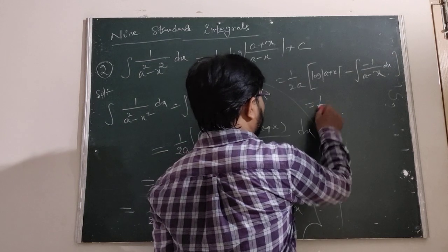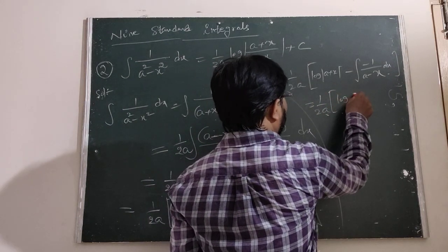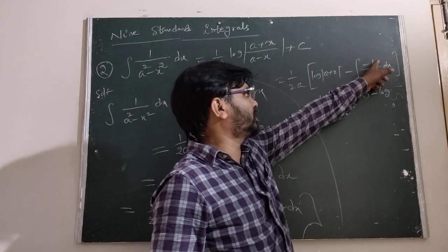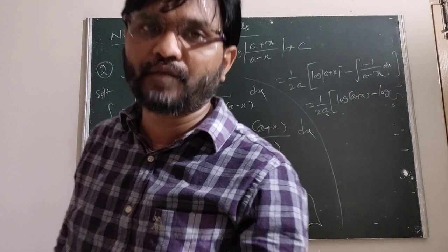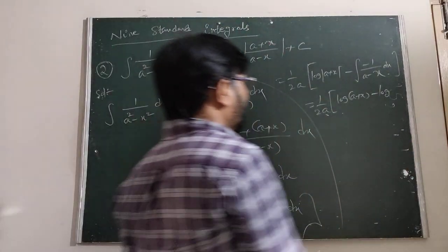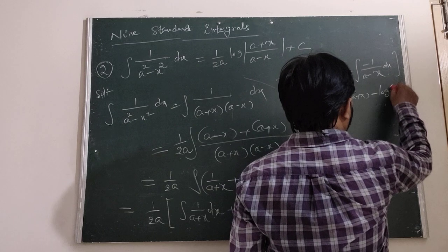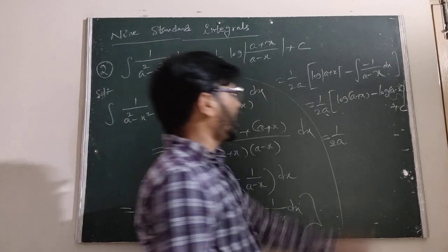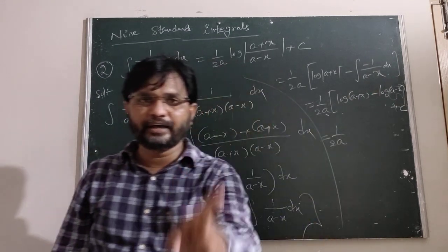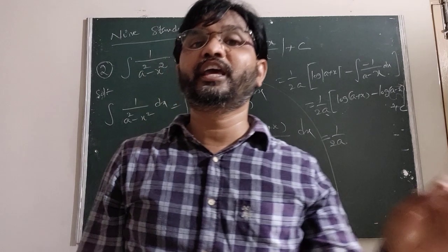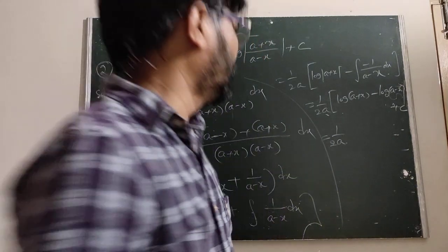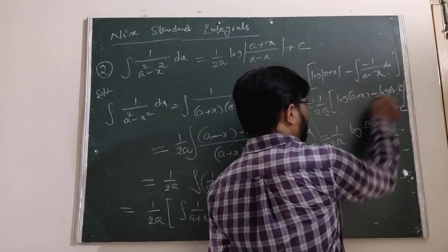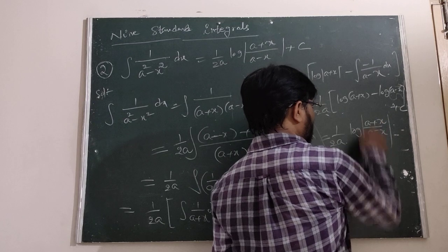After that, this is 1 by 2a, log mod of (a plus x) minus log mod of (a minus x). F dash of x by f of x gives log mod of f of x, which is log of a minus x. Finally, we add the integral constant. 1 by 2a times log a minus log b, and log a minus log b is the log of a by b. Therefore, this is the log of (a plus x) by (a minus x).